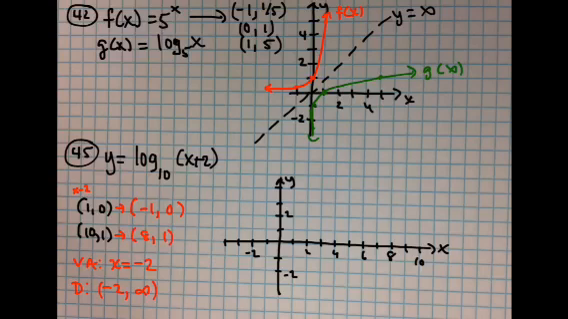So the vertical asymptote is x equals -2, so I'm going to draw that in first. And then the points on the graph, -1, 0, and 8, 1. So this is a very, very steep curve. It still should be a curve.